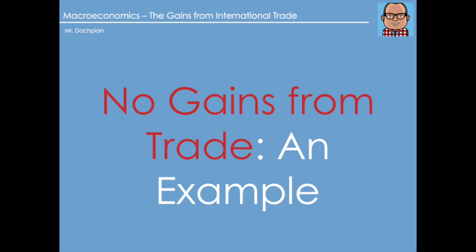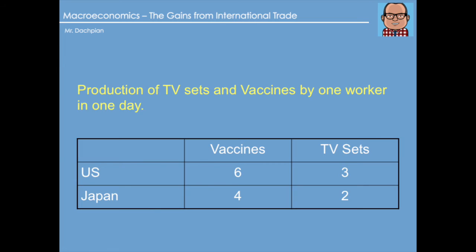Using our example of vaccines and TV sets, we can identify one scenario in which two countries, the United States and Japan, cannot benefit from specialization in trade. This table illustrates the production differences between the two countries in the production of TV sets and vaccines.